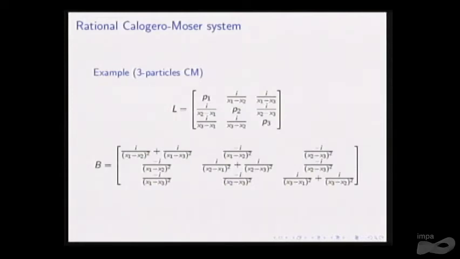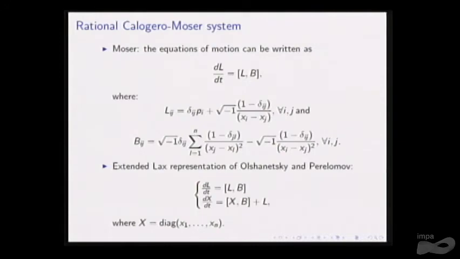So again, what Moser did was to find a way to write the equation of motion in this form. He wrote these matrices, and he proved that the equation of motion really admits this Lax representation. Okay, so this is what I call a standard Lax representation. In this case, you have two equations. You have the first equation that we have also in the Moser case, and then this first equation is supplemented by a second equation where x is diagonal. And physically, these x1, ..., xn are the positions of the particles.